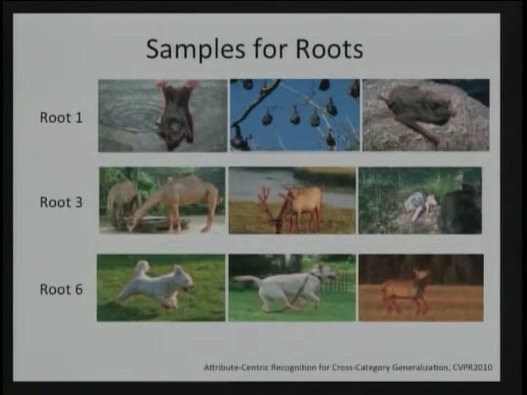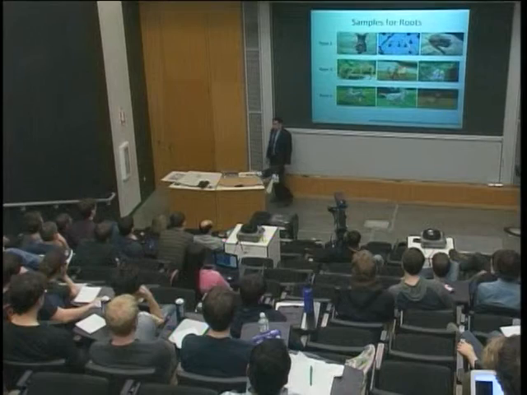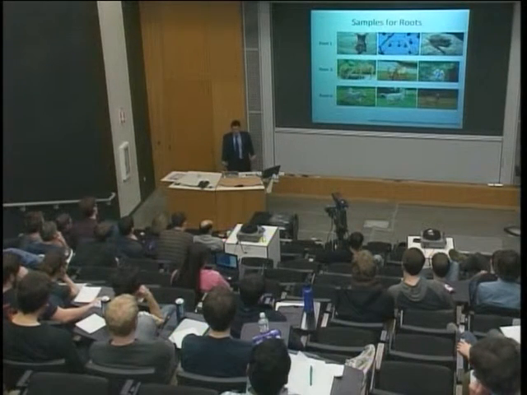So here's an example of what routes this root model can find. The first route that this model discovered is examples of animals that have leg on the top and head on the bottom. The second route would be examples of four-legged animals that have leg on the bottom and also head on the bottom. They're eating something from the ground. And route number 6, for example, would be examples of four-legged creatures that are running to the left. So these are the types of routes that it can find.